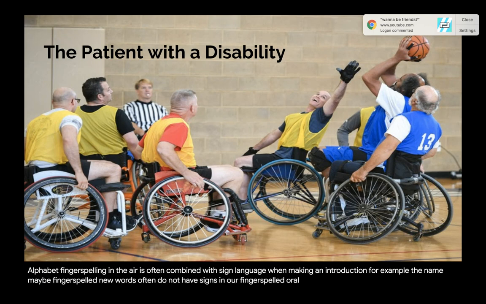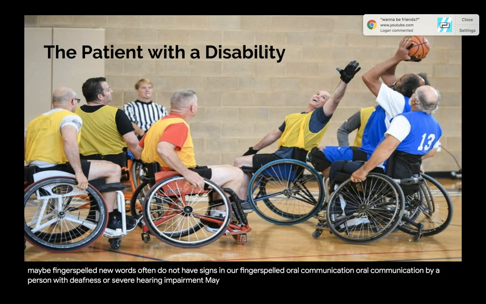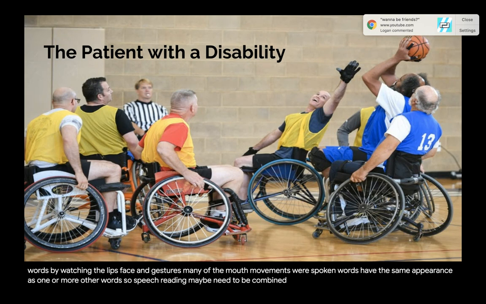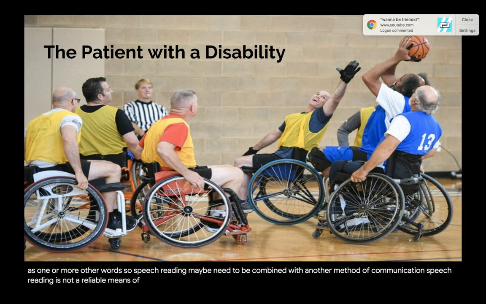Oral communication. Oral communication by a person with deafness or severe hearing impairment may require a combination of speech, residual hearing, and speech reading. Speech reading consists of recognizing spoken words by watching the lips, face, and gestures. Many of the mouth movements for spoken words have the same appearance as one or more other words, so speech reading may need to be combined with another method of communication. Speech reading is not a reliable means of communication for extended, complex discussions for most people with hearing loss. Speech reading is not a choice when the clinician must wear a mask.